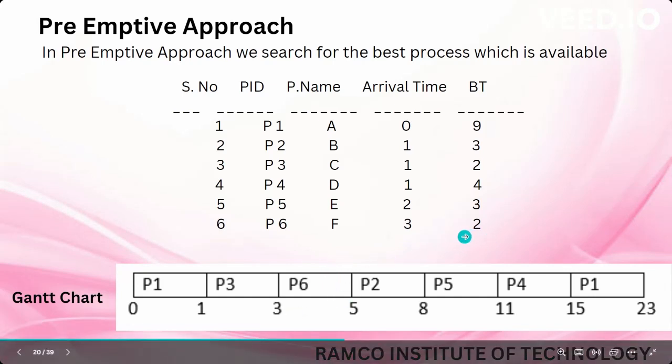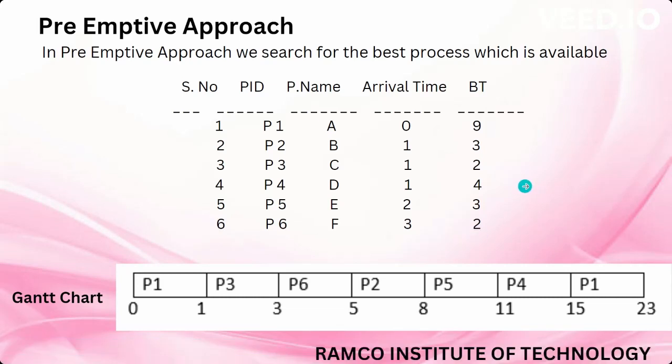3 plus 2, 5. After that, the scheduler checks for the process with the least burst time from the available processes. So the next least burst time process is P2 from the available processes, because P3 and P6 are completed. So the next available process is P2. P2 burst time is 3, so it will be executed for the next 3 units of time. So the completion time of P2 is 8.